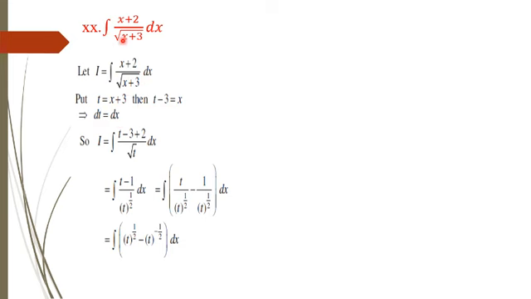So replacing x plus 3 is equal to t and x by t minus 3, we have dt, t minus 3 plus 2 over square root of t. Here we have dt, not dx. Minus 3 plus 2 is minus 1. So t minus 1 over square root of t dt. Applying integration on both terms: t over square root of t minus 1 over square root of t dt.